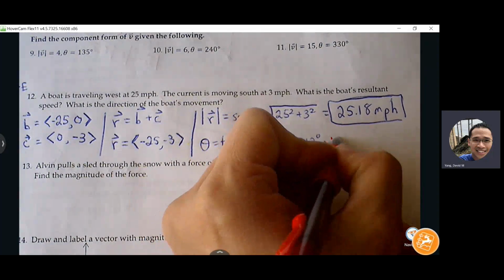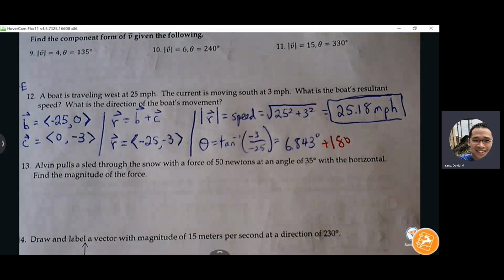Plus 180, yeah. Because you know that second and third quadrant, you got to play with 180, but if it's fourth quadrant, you'll play with 360. If it's first quadrant, you leave it alone.